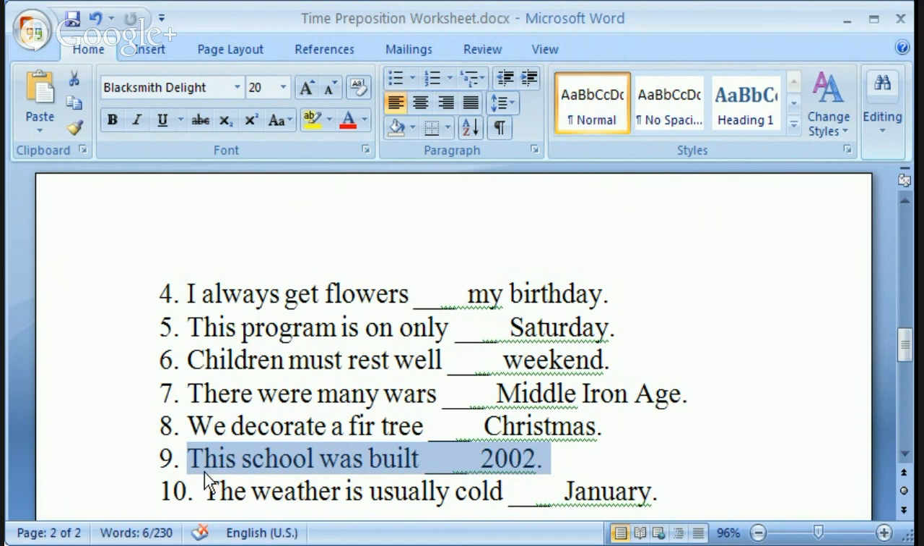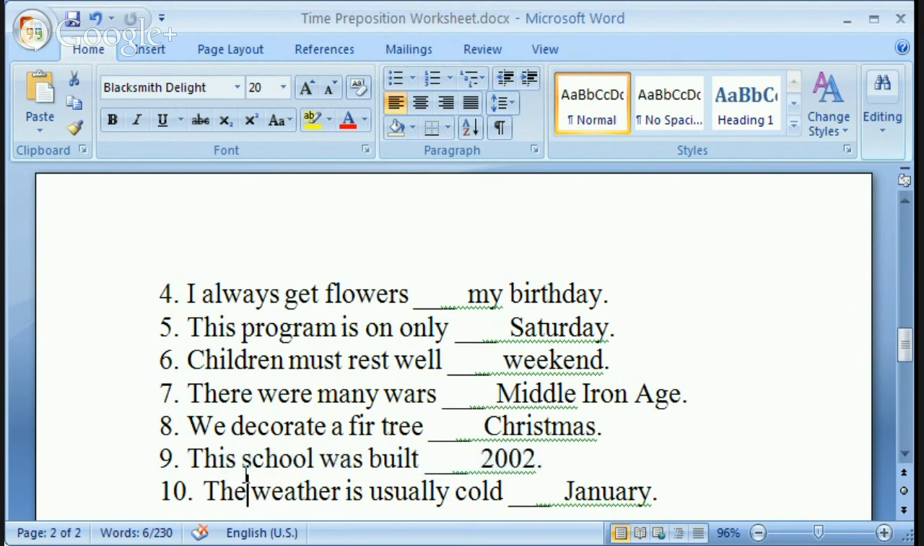Javier, number 9. This school was built in 202. Well, that would be very old. How about 2002? Okay. This school was built in 2002.